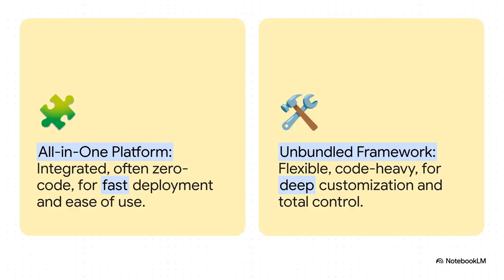So, on one side, you've got the all-in-one platform. This is designed to be a complete integrated solution. It's often low-code, maybe even zero-code, and it's all about speed and ease of use. It gives you the user experience and the intelligence all bundled together. Then, on the other side, you have the unbundled framework. This is for developers. It's code-heavy, it's unbelievably flexible, and it gives you total control to build a completely custom front end on top of its powerful intelligence engine.